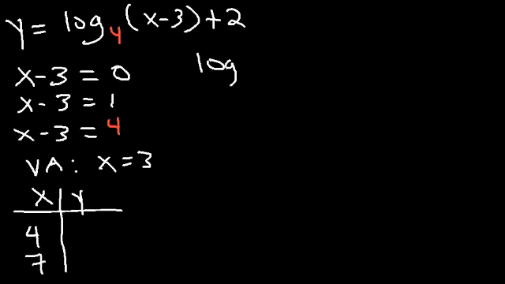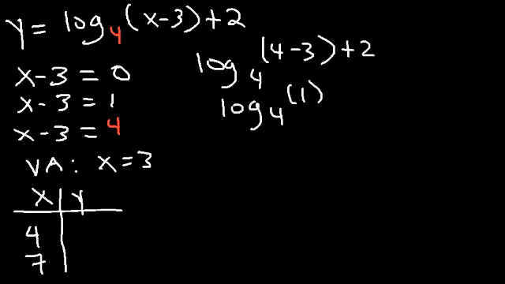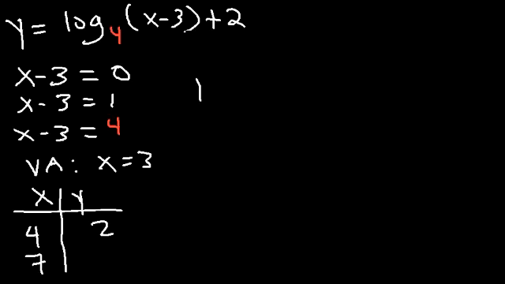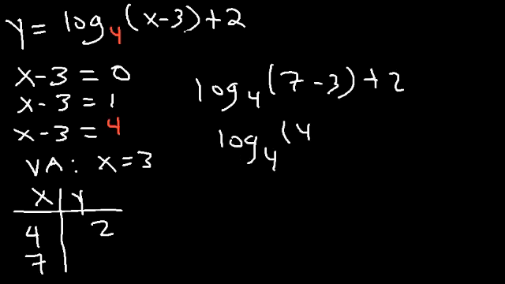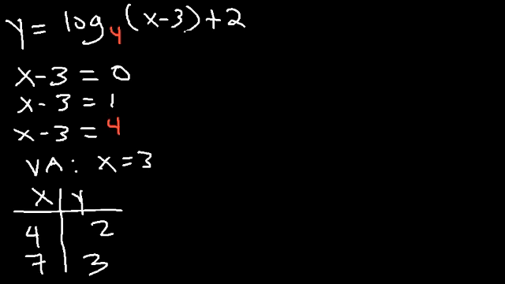So now let's calculate the y values. Let's use that equation. So if we plug in 4, 4 minus 3 is 1. Log 1 is always 0. 0 plus 2 is 2. Now let's plug in 7. Log base 4, 7 minus 3 plus 2. 7 minus 3 is 4. Log base 4, 4, because they're the same, will be 1. 4 to the first power is 1. And 1 plus 2 is 3. So now we can graph it.